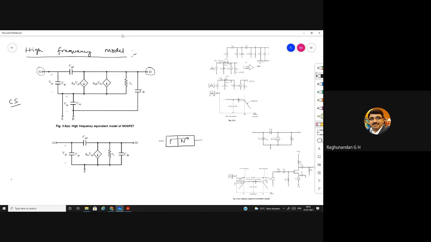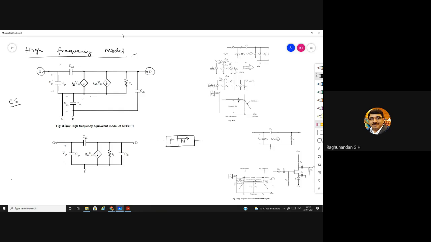So whenever we consider high frequency modeling, this is the usual part which we are already having, where we are considering the drain current. The drain current will be flowing, and it is dependent upon the gate to source voltage and transconductance gm. So this is the dependent current source which we are already having. Along with that, since we are analyzing the high frequency modeling, we have considered the gate to drain capacitors.